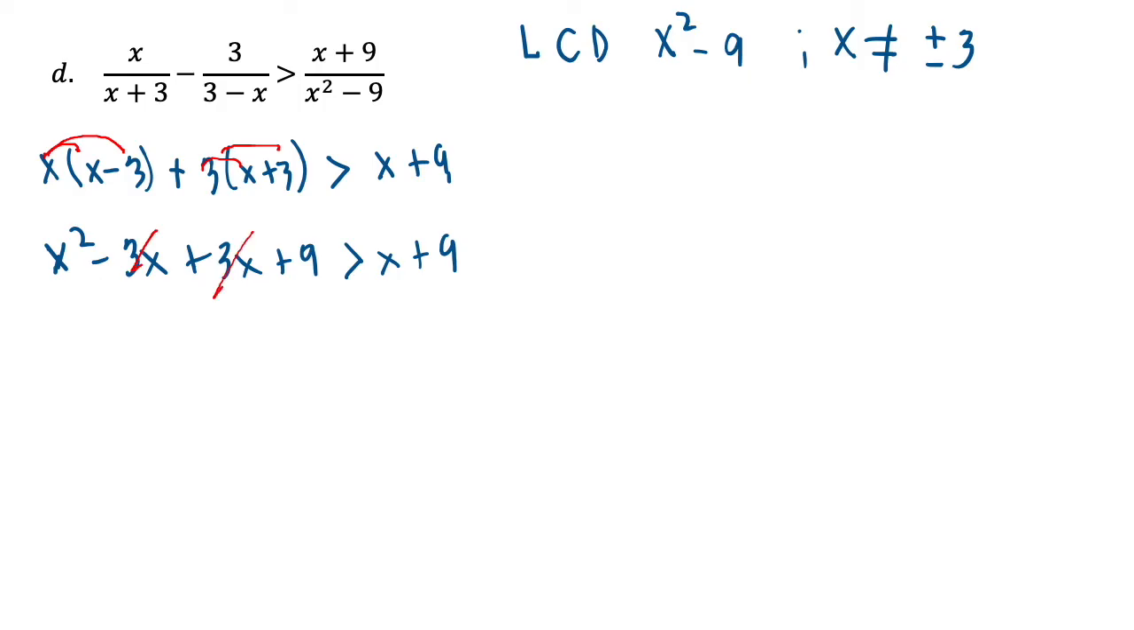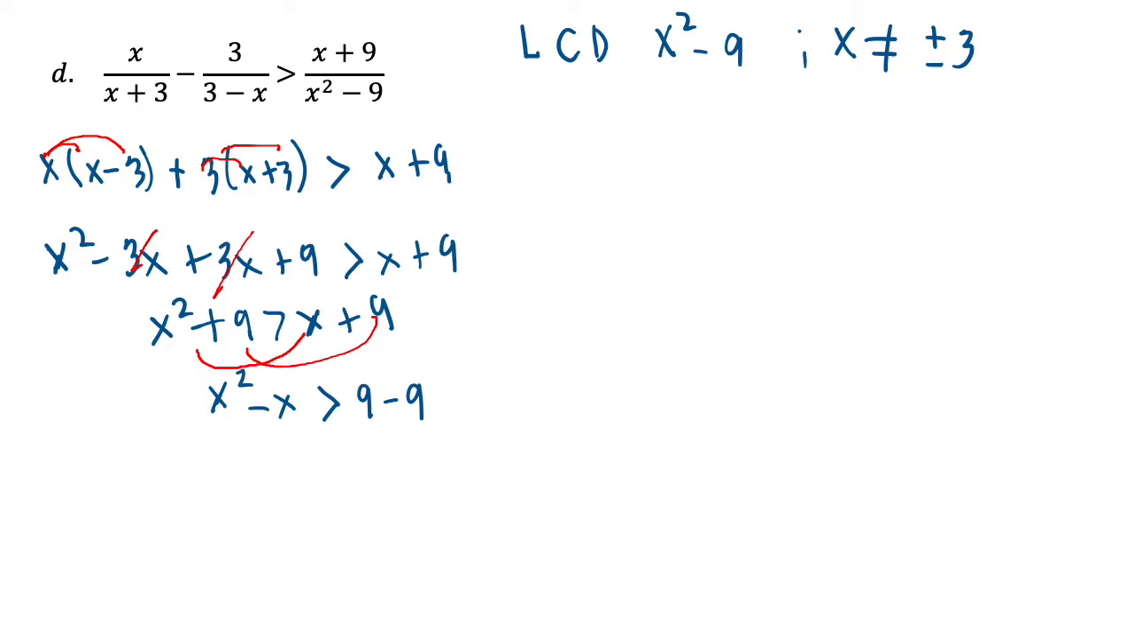So let's combine like terms. We will remove that one, and then we are left with x squared plus 9 greater than x plus 9. So let's combine like terms. We have x squared minus x greater than 9 minus 9. We factor out x, so that x times x minus 1 greater than 0. And then we will have our critical values, that is 0, 1, and positive and negative 3.